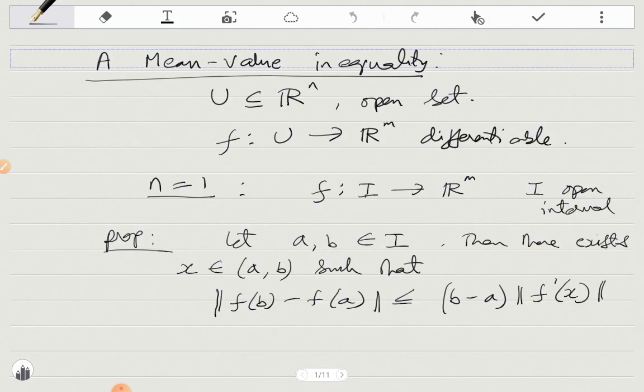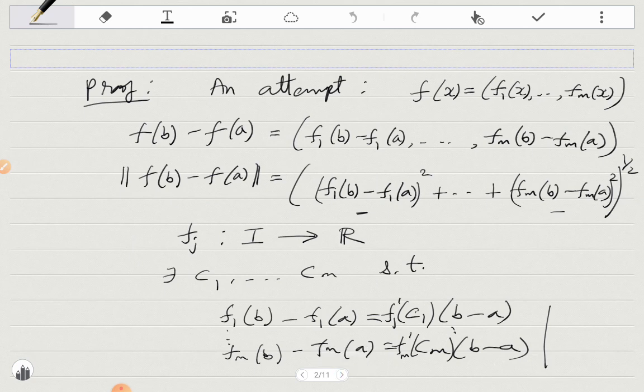So let's try to prove this in a very simple-minded way. It actually won't work. So what one might try is, after all, f is a map to Rm. So it will have m components, f1, f2, up to fm. Each fi will be a map from the same interval into R, a real valued function. So one might think that if I apply the classical mean value theorem to each of these component functions, I should be able to get the result. It doesn't quite work that way.